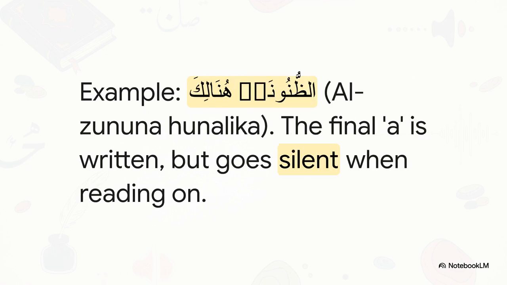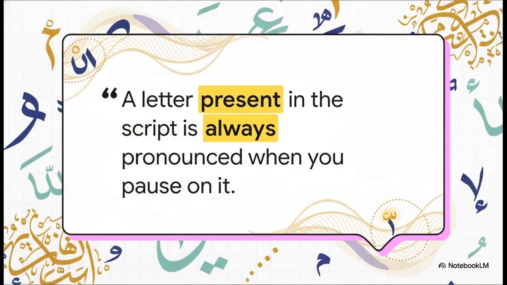Simple enough? Now for state 2, where things get way more interesting. Look at the word al-zununa. You can see that final alif is written down. If you were to pause on this word, you'd pronounce that final ah sound, al-zununa. But when you connect it to the next word, that written alif goes silent. You read it as al-zununa hunalika. The letter is there in the script as a guide for pausing, but it just disappears into thin air when you're reading smoothly. So, this brings us to a huge rule of thumb.